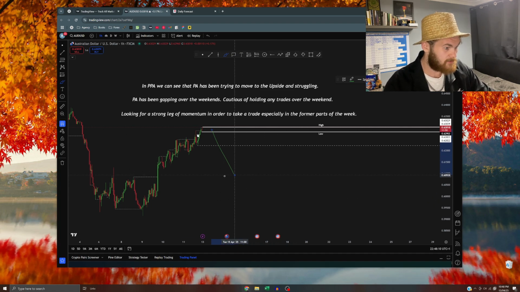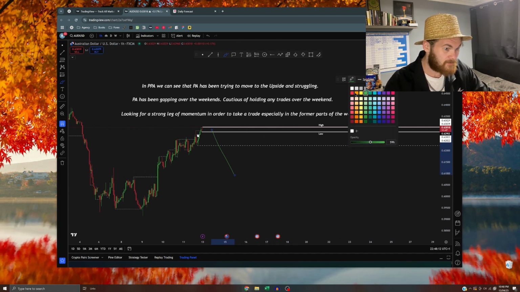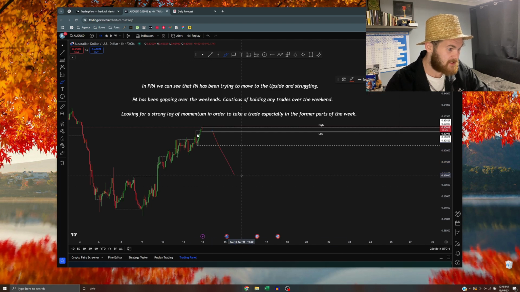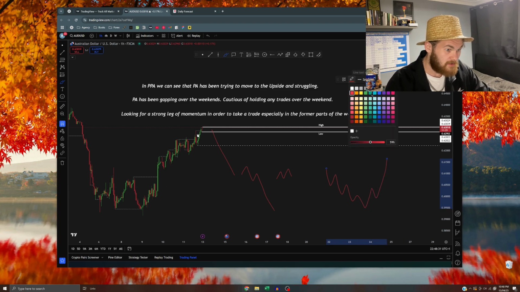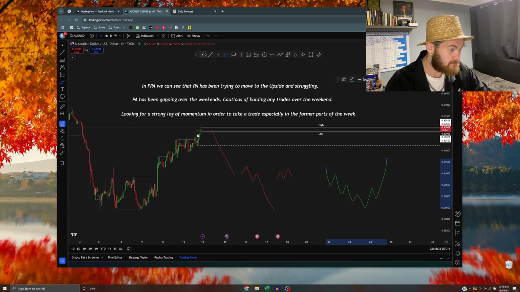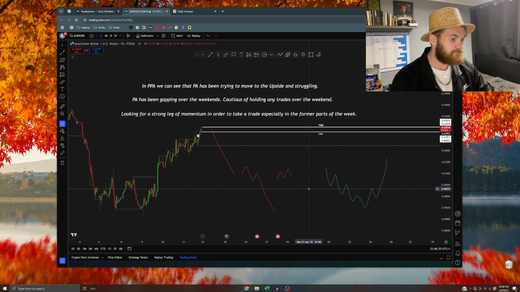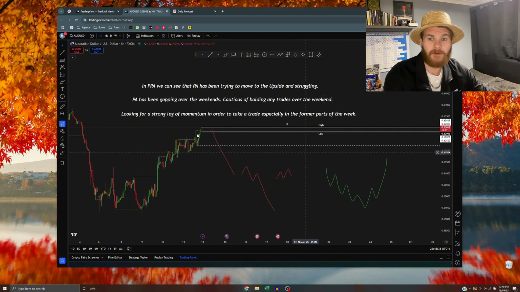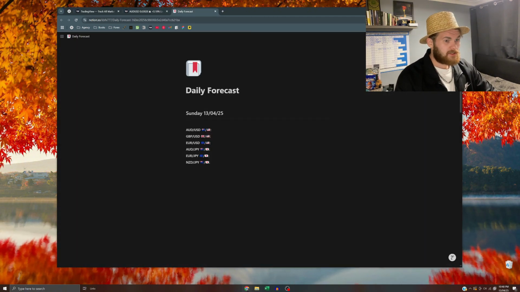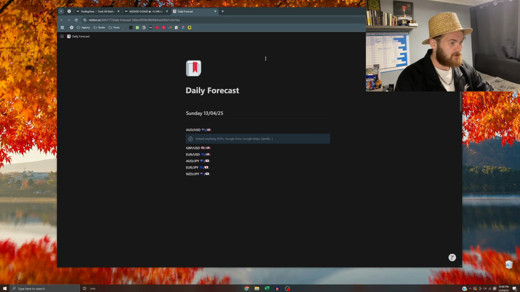I'm looking for a strong leg of momentum to the downside, with of course being red, and then pull back with no shift, strong break of the low, pull back and go, or the flag setup like so. And on AUD USD, I know if we get a nice leg of momentum and then start to descend, break the high, we like to pull back and go. So we'll just put that one in green because that is a buy. So this is what I'm looking for in order to take a trade in the former parts of the week. So I'm just going to mark that here in my daily forecast.